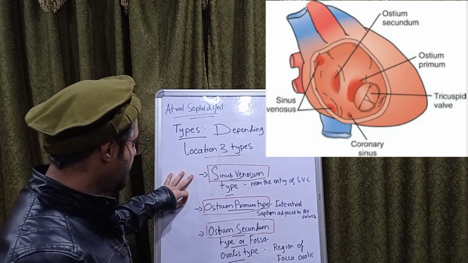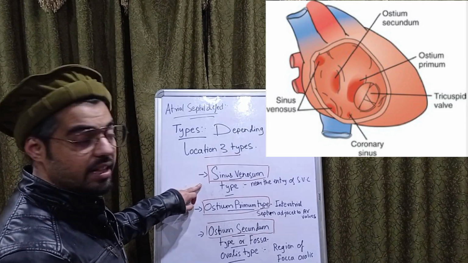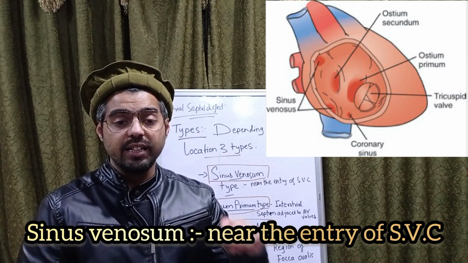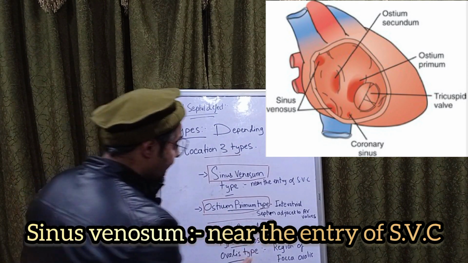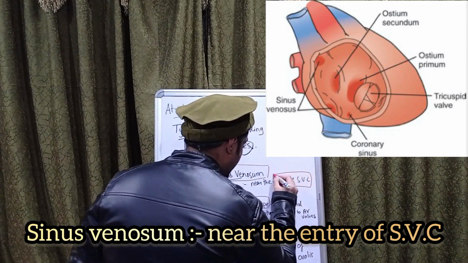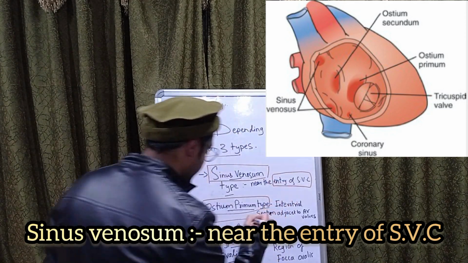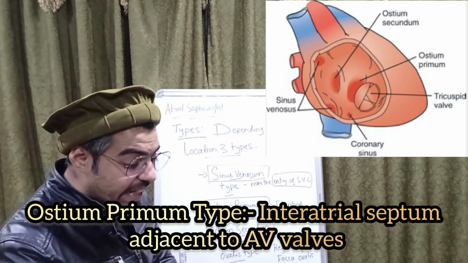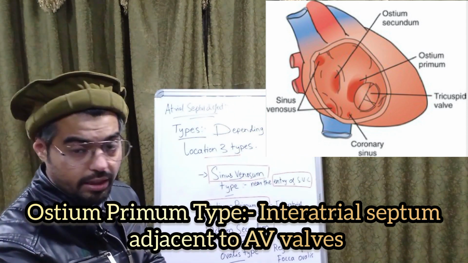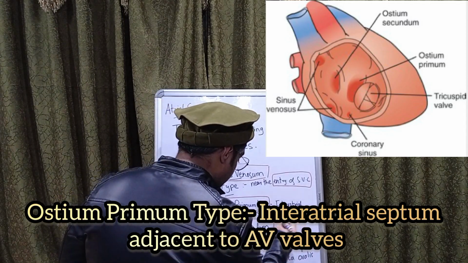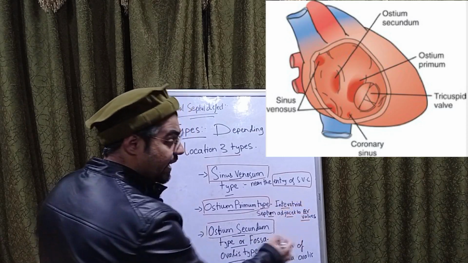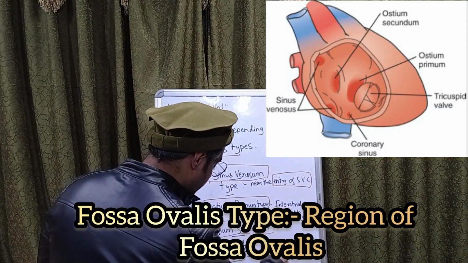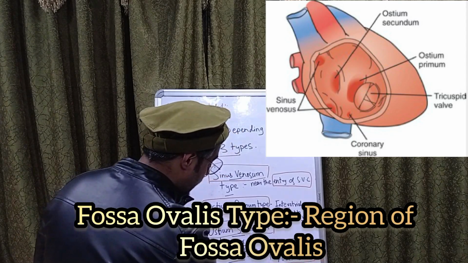This type of atrial septal defect is situated just near the entry of the superior vena cava. These are important points, guys. Next, the ostium primum type. Where is it located? It is an interatrial septal defect that is adjacent to the AV valves. Next is the ostium secundum or fossa ovalis type, which is in the region of the fossa ovalis.